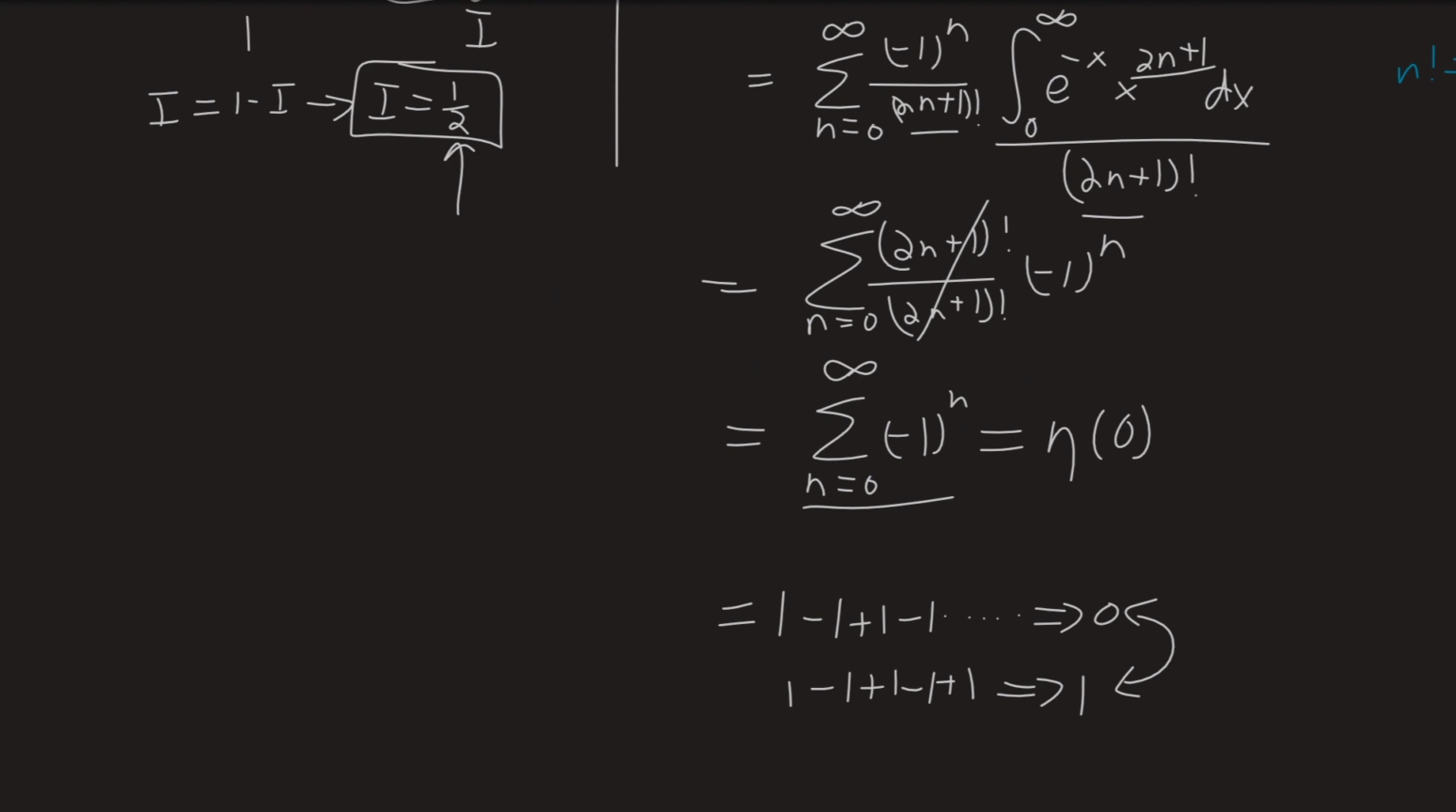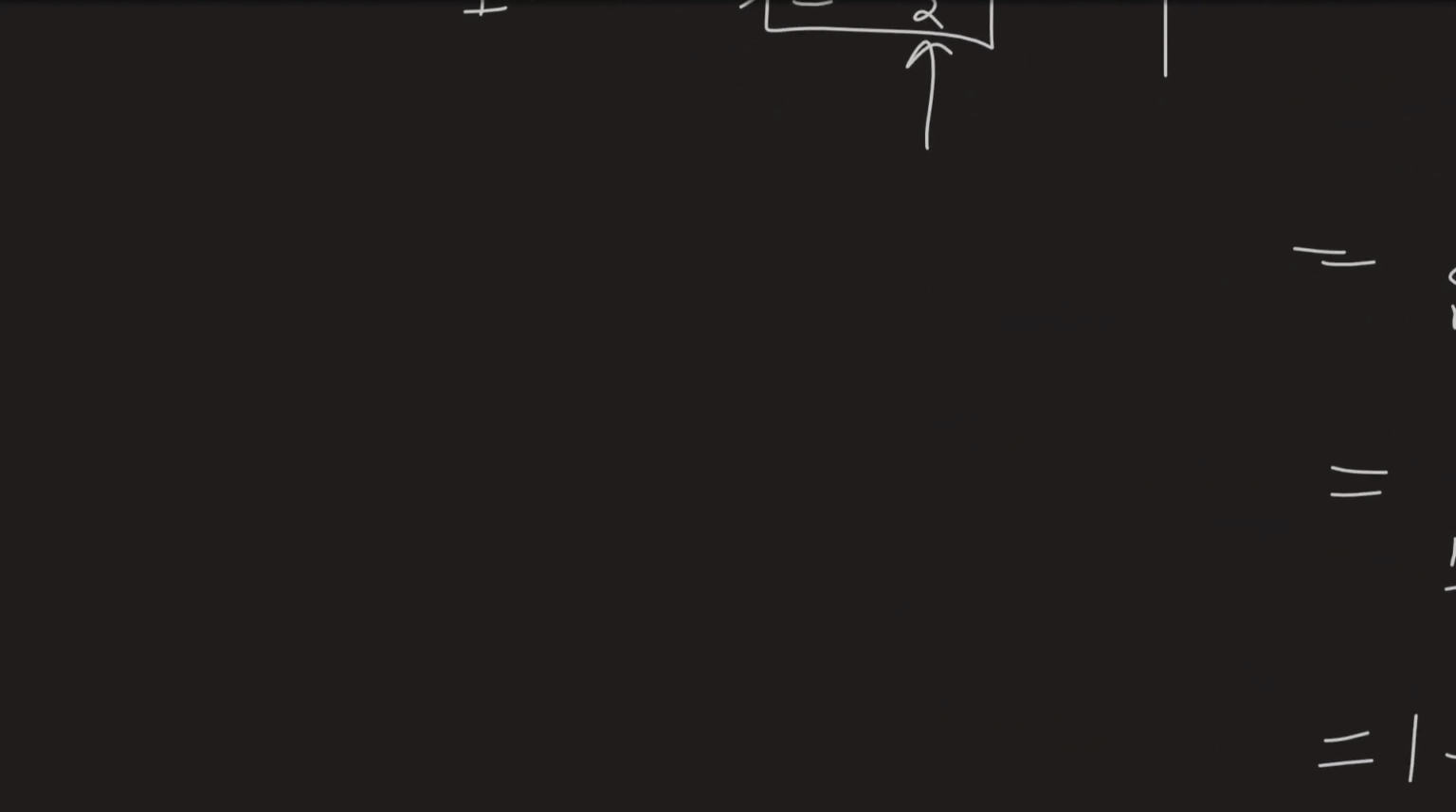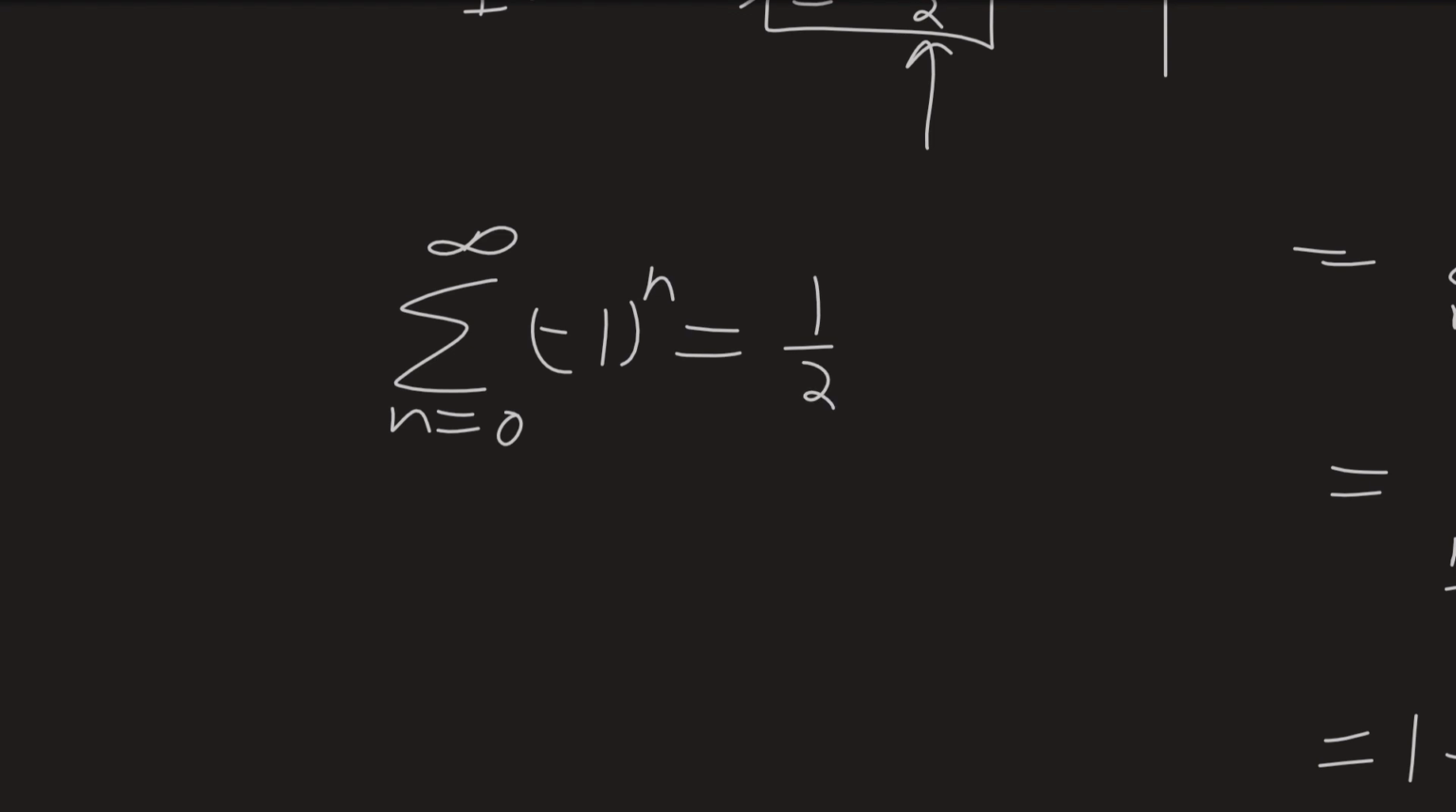But anyway, this is just a short video, but it's a really cool video to prove that the sum from 0 to infinity of negative 1 to the n is actually just equal to 1/2. Abel series, I'm pretty sure it's called.